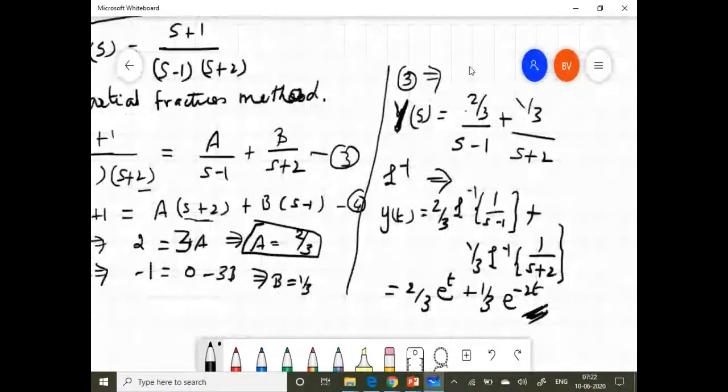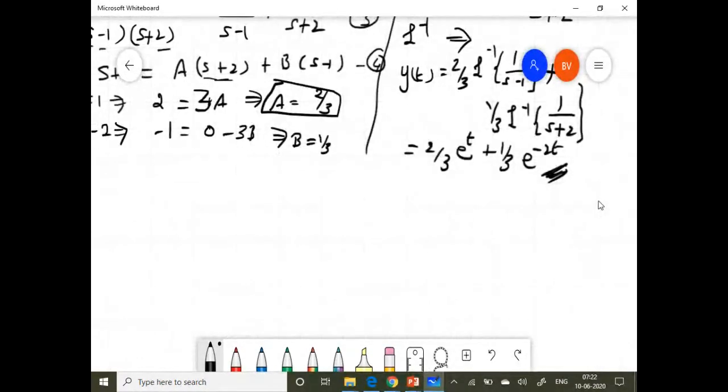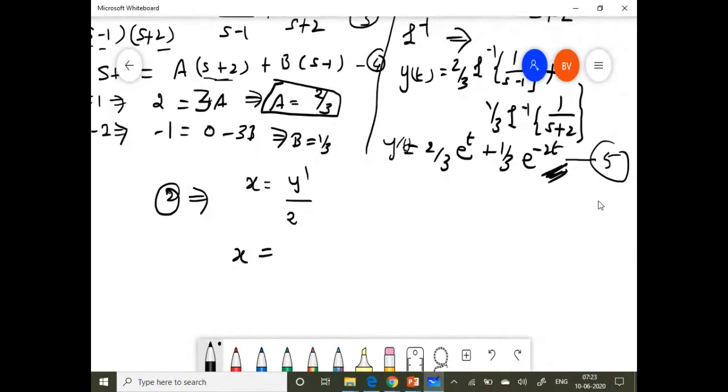So we will solve by using equation number 2. Now equation number 2 gives x is y prime over 2. So differentiate y prime. This is our result. Equation number 5 is our result y. Y of t. Differentiate it.